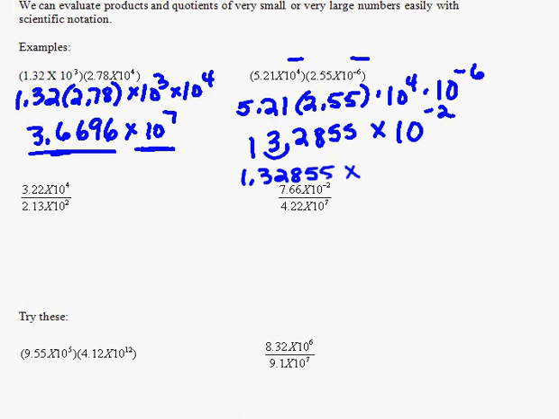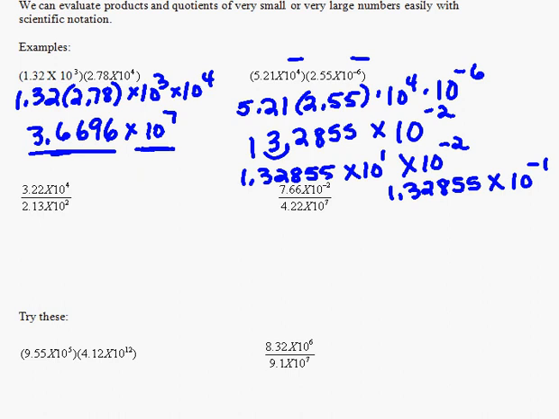So that's going to be 1.32855 times 10. It was a number bigger than 1, so the power that I multiply it by is positive, times 10 to the negative 2 that I already had. So now I have to combine those like bases again by adding those exponents, and my final answer is 1.32855 times 10 to the negative 1. So, of course, since that's times 10 to the negative 1, my number is actually going to be less than 1 when I'm finished.